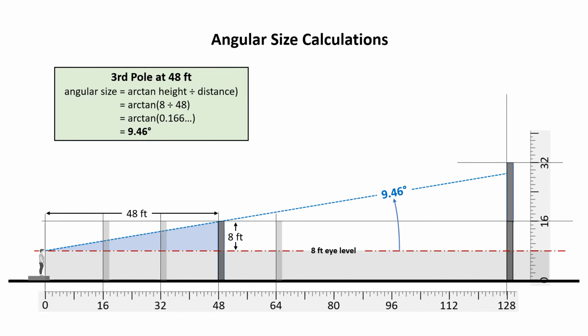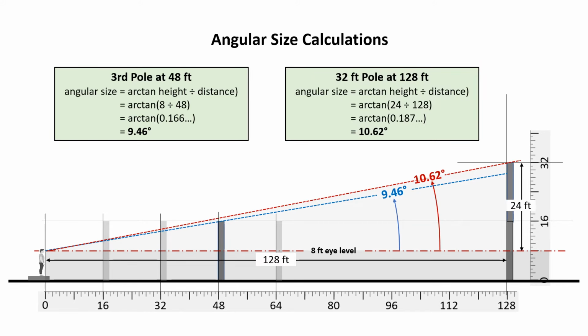This is an 8 by 48 foot right triangle for the third pole, and the calculated angle above the 8-foot eye level is 9.46 degrees. The distant pole is 10.62 degrees above the 8-foot eye level, so these calculations correctly show that the third pole appears lower than the distant pole.